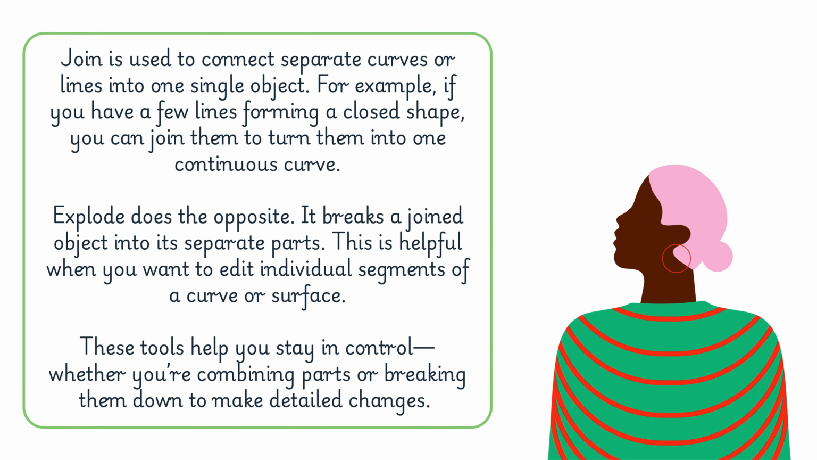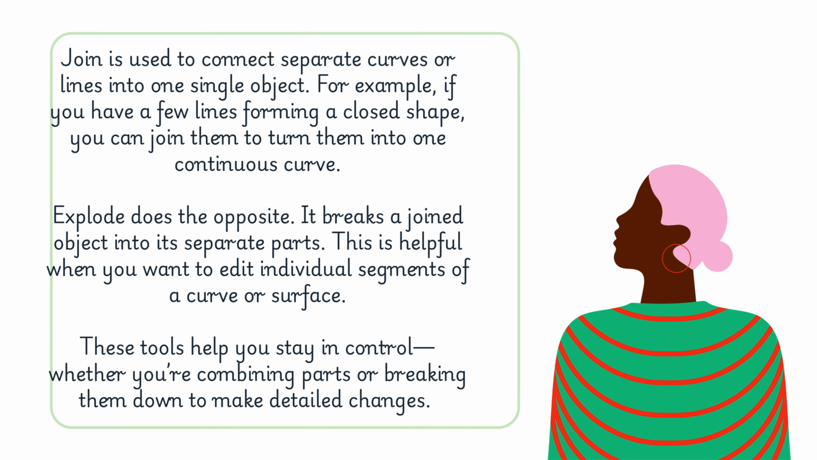Join is used to connect separate curves or lines into one single object. For example, if you have a few lines forming a closed shape, you can join them to turn them into one continuous curve. Explode does the opposite. It breaks a joined object into its separate parts. This is helpful when you want to edit individual segments of a curve or surface. These tools help you stay in control whether you're combining parts or breaking them down to make detailed changes.